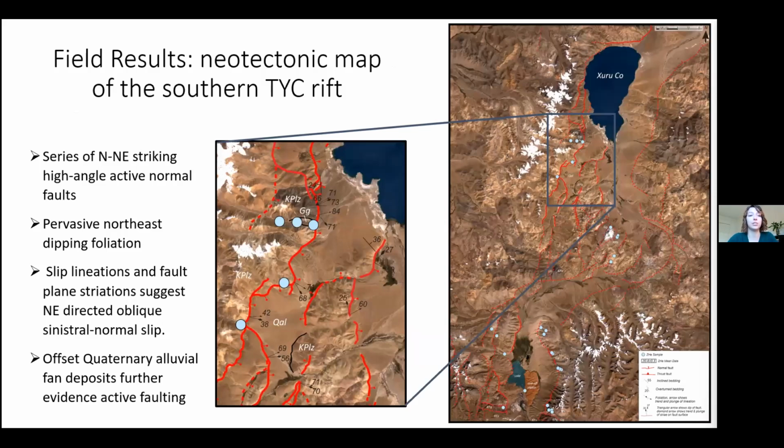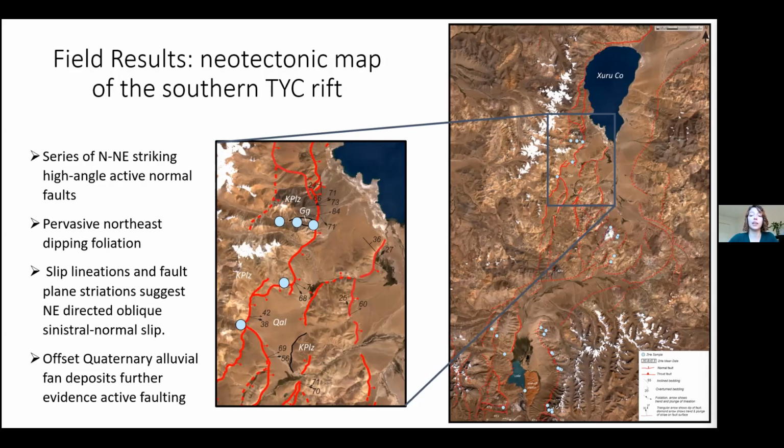So now on to some results. This is a neotectonic map showing active faulting and structural data that we collected from the southern Tangra-Yumco rift. Kinematic observations indicated that South TYC is composed of a series of dominantly north-northeast striking, high-angle active normal faults. Exhumed granodiorites showed pervasive northeast dipping foliation with observed slip lineations and fault plane striations suggesting northeast directed oblique sinistral normal slip, which you can see in this blown up map here in the center.